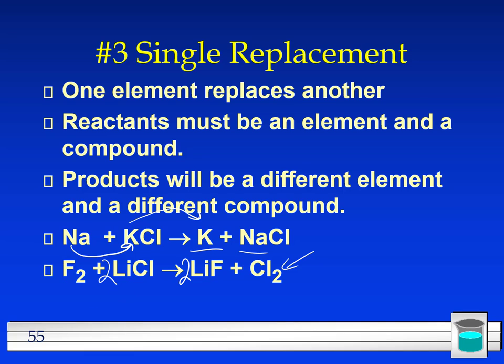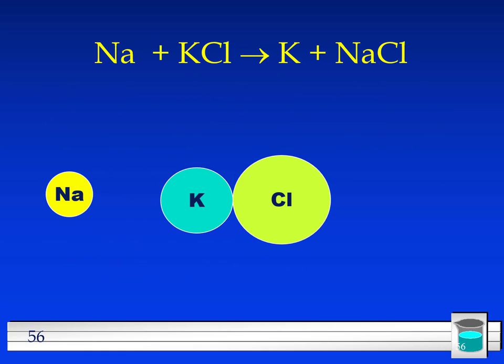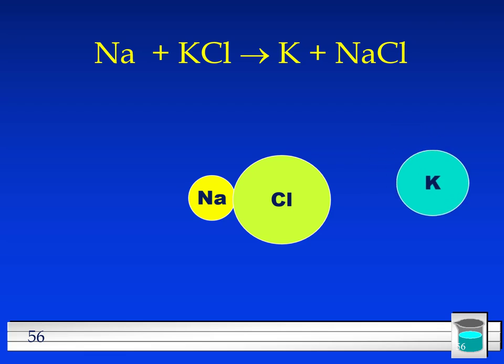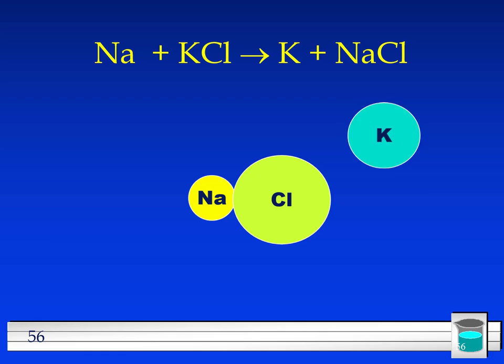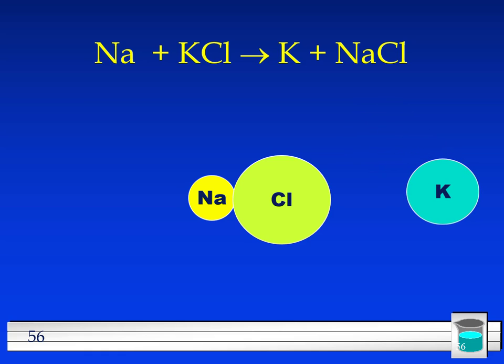So here's the first reaction in pictures. Sodium by itself, potassium next to chlorine. Sodium kicks the potassium off, and the sodium ends up next to chlorine, and the potassium ends up by itself. Single replacement. Pretty descriptive of what happened. See how it's like cutting in at the dance? Sodium takes the place of potassium, and the potassium ends up by itself.